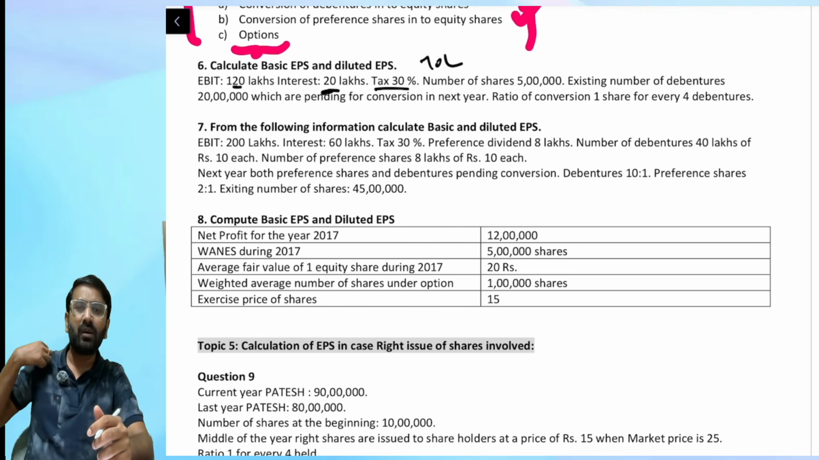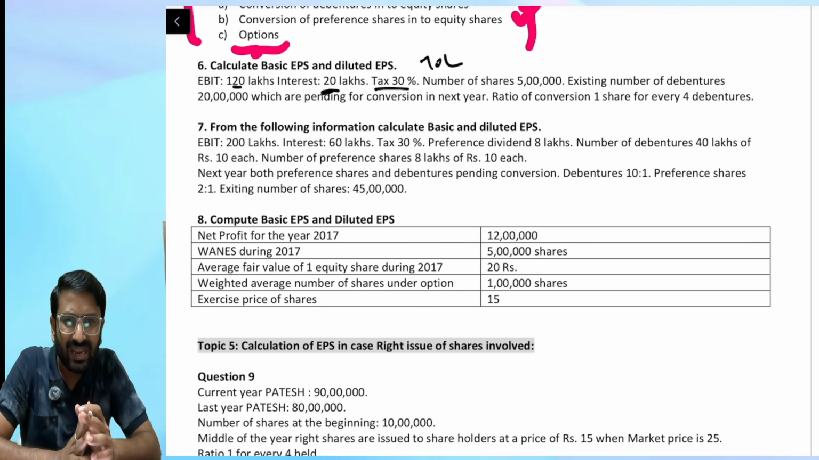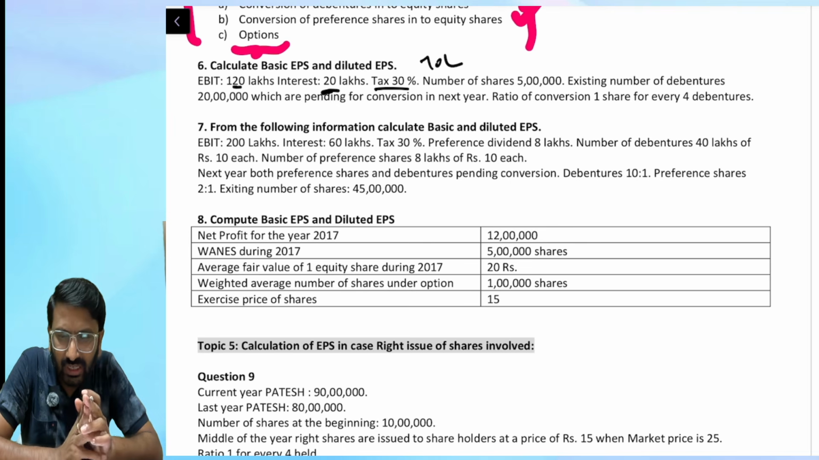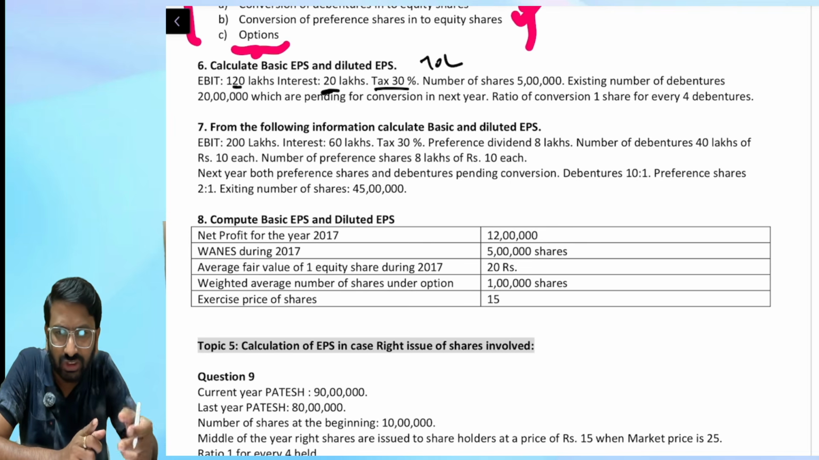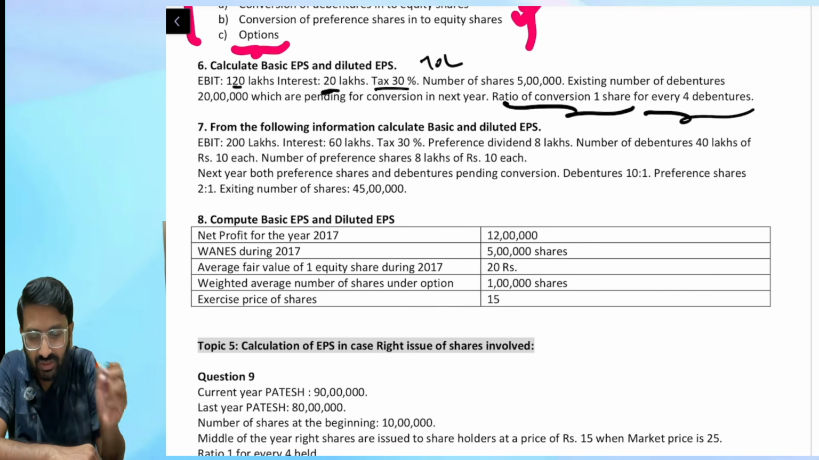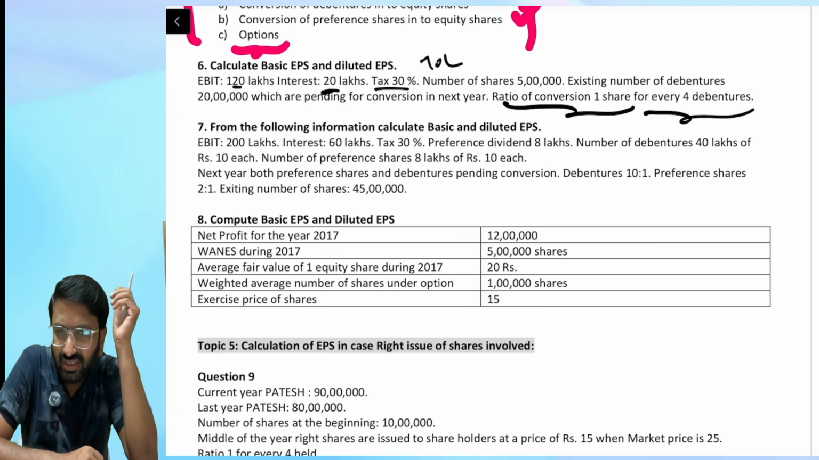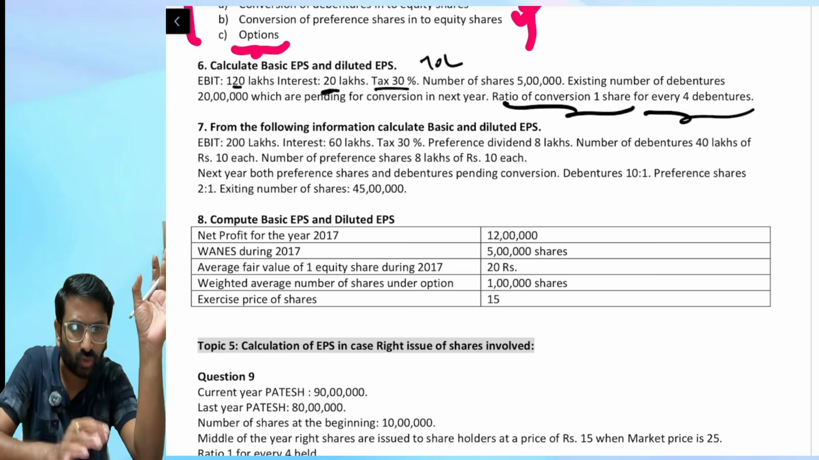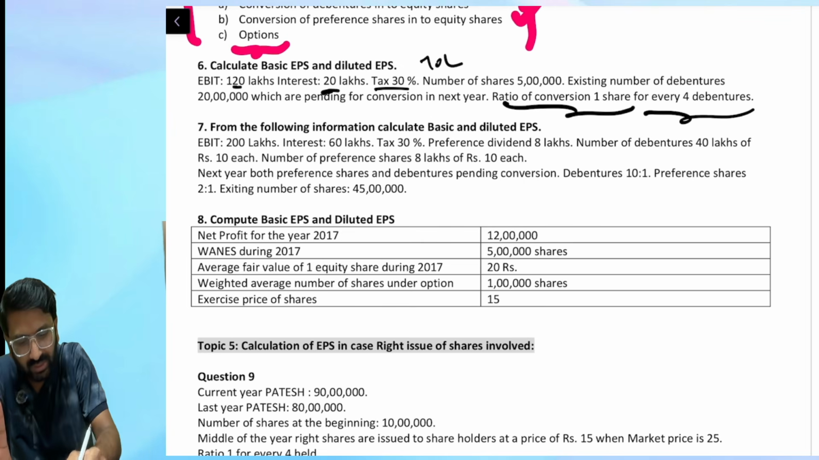Okay. Number of shares is 5 lakh. Existing number of debentures 20 lakhs, which are pending for conversion in the next year. And what is the ratio of conversion? 1 share for every 4 debentures. Okay. In this example, we have only convertible debentures, no preference shares, no options. So only debentures is there. Now let us try to understand.